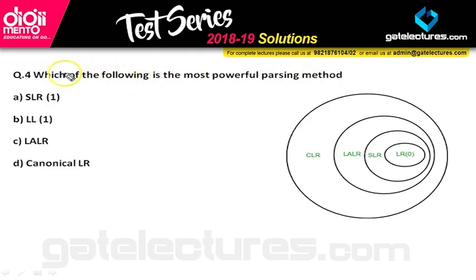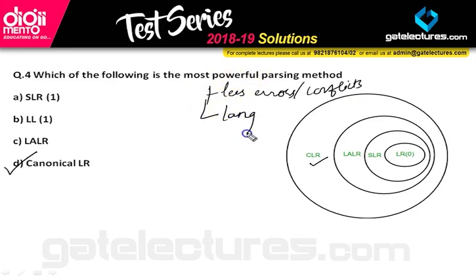We have the next question, which says: which of the following is the most powerful parsing method? They have given 4 parsers, so I have directly given you this diagram here. From this you can say CLR, the canonical LR parser, is the most powerful. When they talk about the most powerful parsing method, it is judged on two things. First, there should be fewer errors or no errors, or you can say conflicts. And second, the languages they can parse. Out of all, CLR can parse almost all the languages, that's why it is the most powerful.